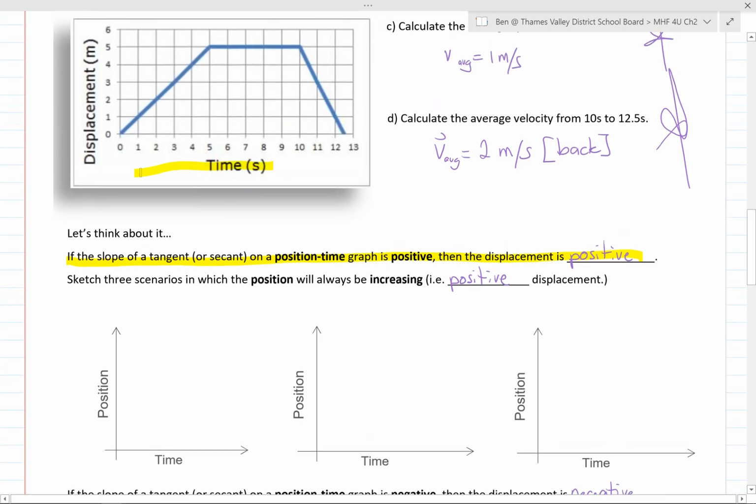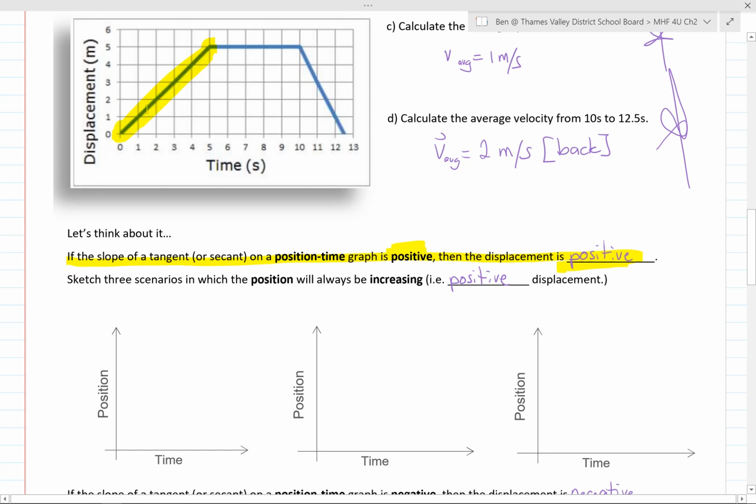Now, this is a displacement time graph. They're effectively one and the same, okay? So on a position time graph, if the slope of a tangent or secant is positive, then the displacement will be positive. And that means that here, the slope is positive because it's going up, right?